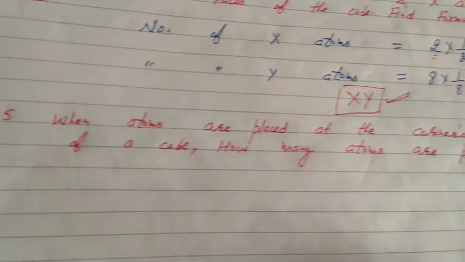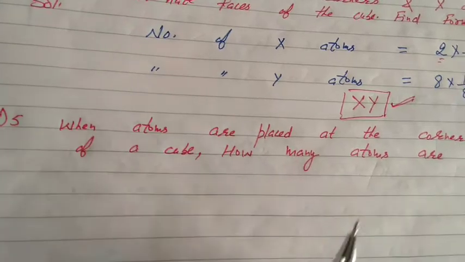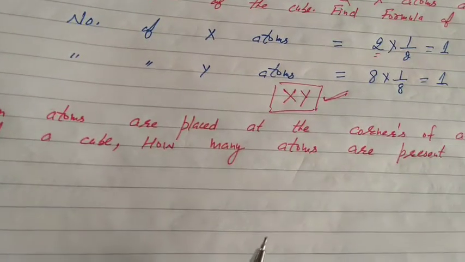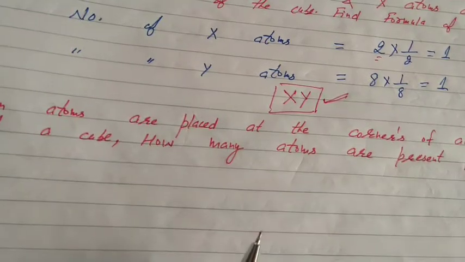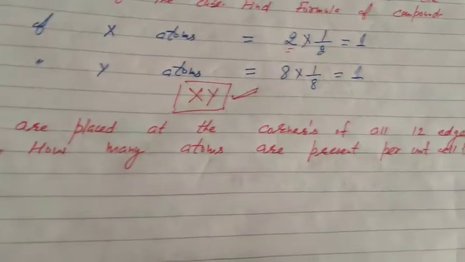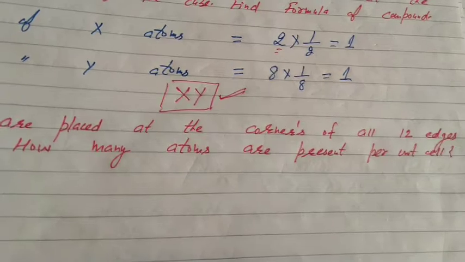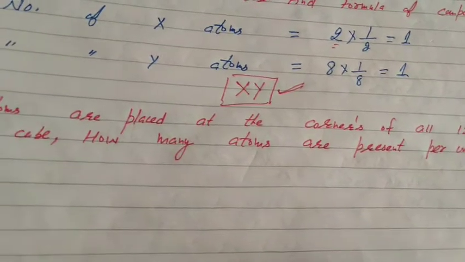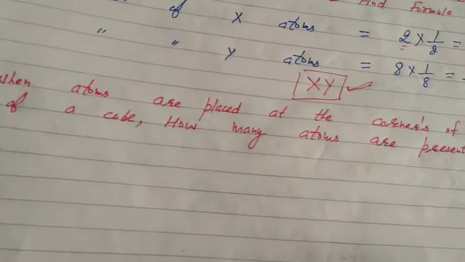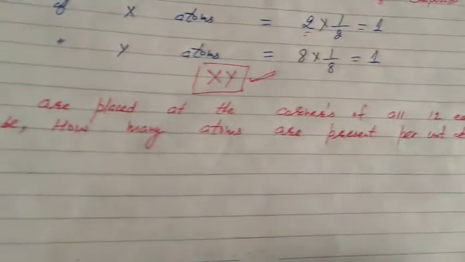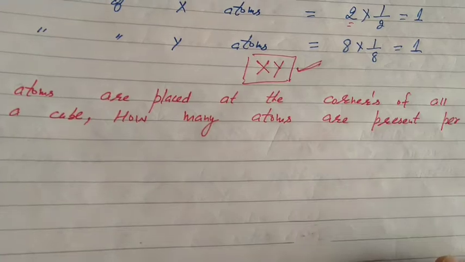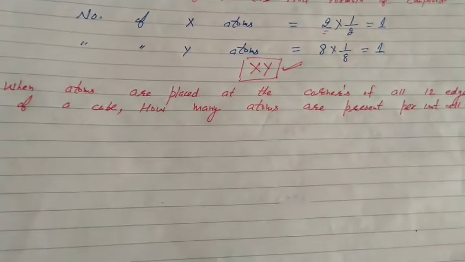After this, next, try to practice. When atoms are placed at the corners of all 12 edges of a cube, how many atoms are present per unit cell? Please practice and forward me on my WhatsApp number. The question: when atoms are present at the corners of all 12 edges of a cube, how many atoms are present per unit cell?